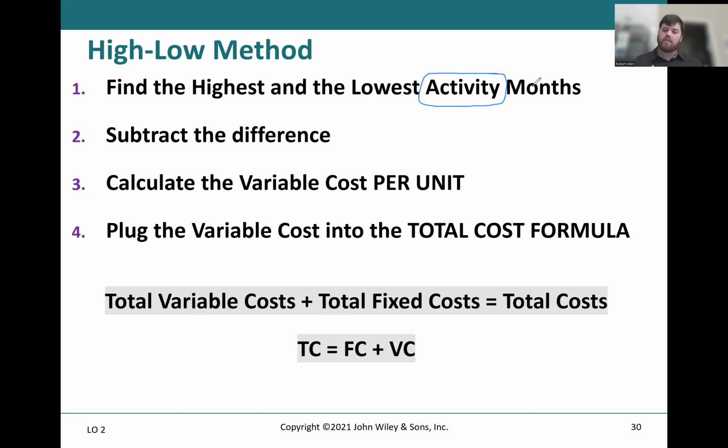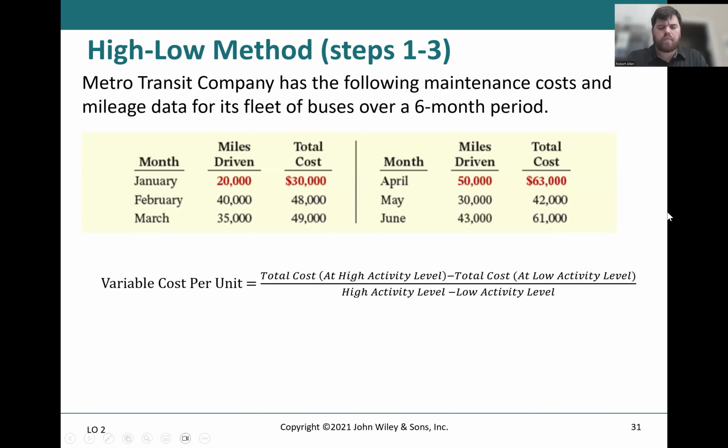Now, you'll take the difference, you'll calculate a variable cost per unit, and you'll plug everything in. So let's see how this works in practice. We've got an example here on the next slide. So here we go. In this case, they tell us Metro Transit has the following maintenance costs and mileage for its fleet of buses during a 6-month period. So we can see from January to June. And they ask us to use the high-low method to calculate our variable cost per unit and our total fixed cost. And then we're going to write the total cost equation.